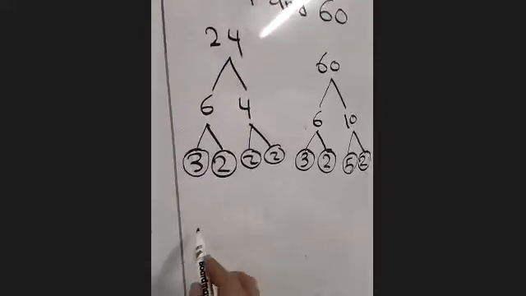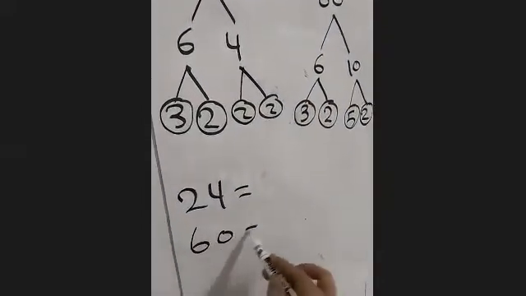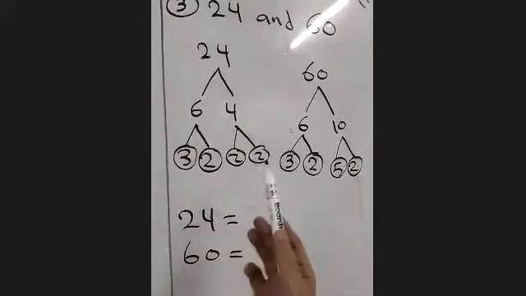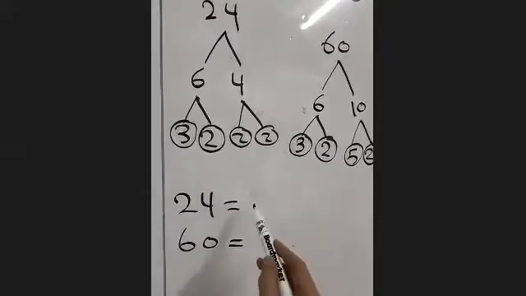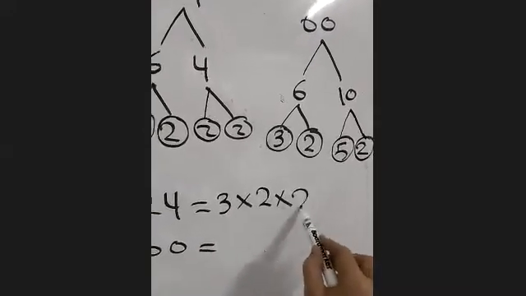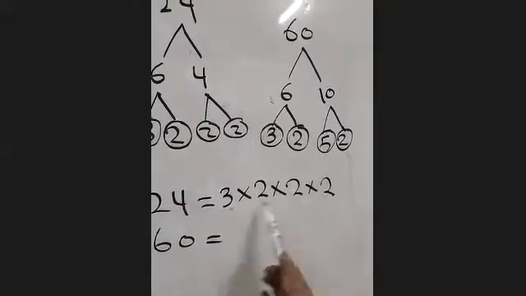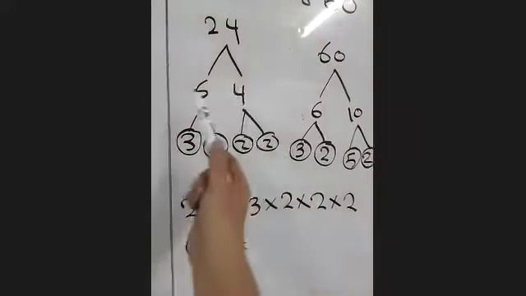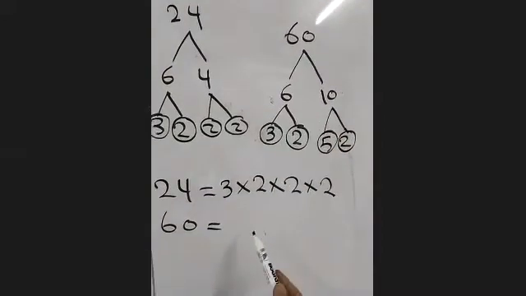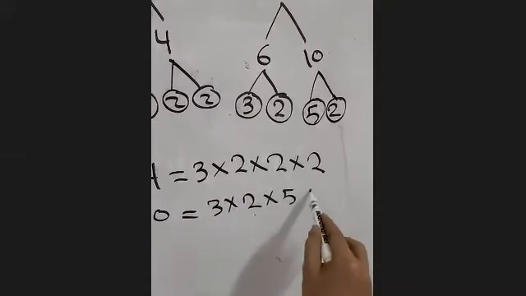Now, what we will do, we will write the first number, put equal, and the second number under it, and put equal. Now, the 24 equals the multiple of the circled numbers. What are they? 3 times 2 times 2 times 2. Okay, guys? Don't put 4 and 6. They are not circled. Don't put them here. Now the 60. What are they? 3 times 2 times 5 times 2.